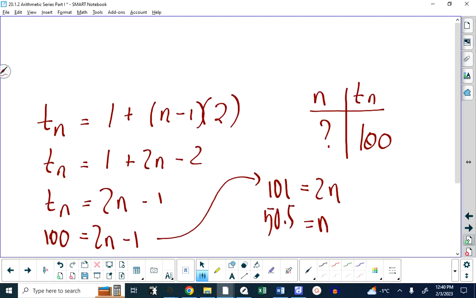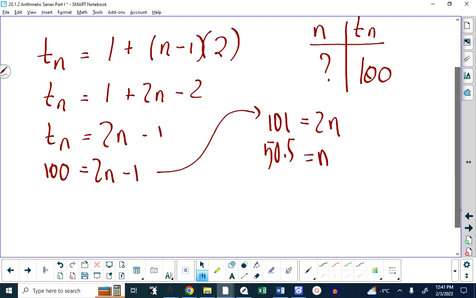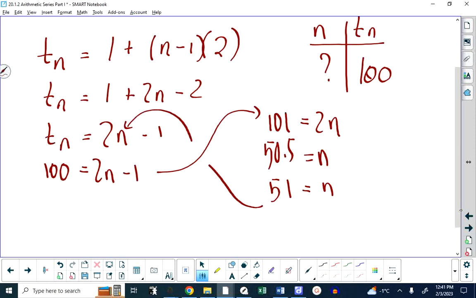50.5, I believe. Is that right? Okay. So, there is no 50.5th day. And if she hits 100 mathematically at 50.5, that means at 50, she hasn't hit 100 yet, and at 51, she's gone over 100. So the logic here is the answer is going to be on the 51st day, she will do 100 sit-ups. She will actually do more than 100. She'll do 101. Because if you put 51 in here, you're going to get 101. 2 times 51 is 102, minus the 1 is 101.